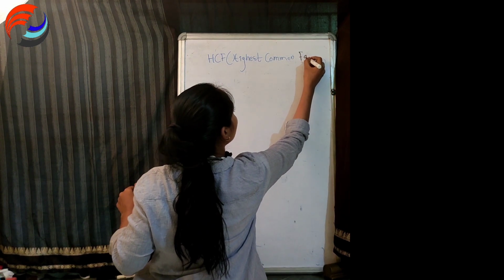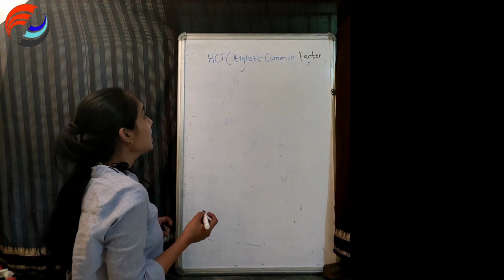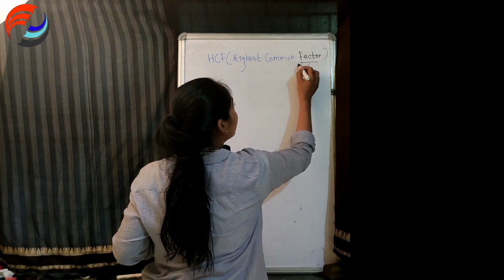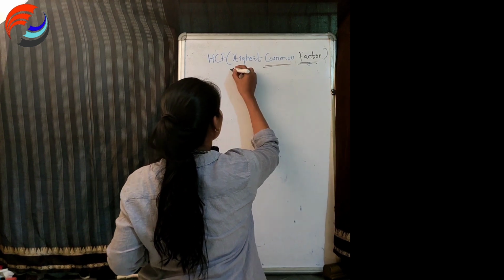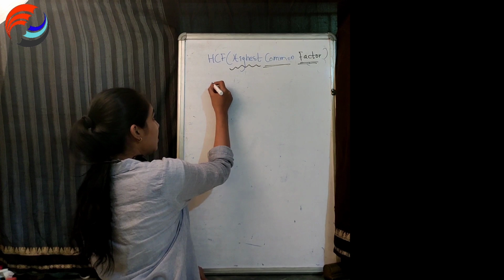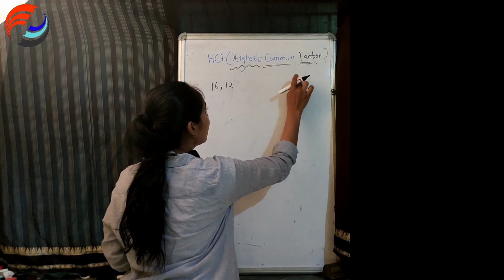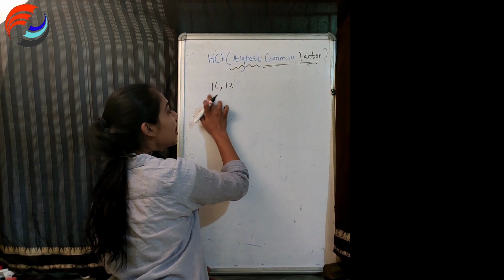Highest common factor. To find it, first find the factors, then find the common ones, and then go for the highest. So what is the HCF of 16 and 12? We have already found the factors of 16.